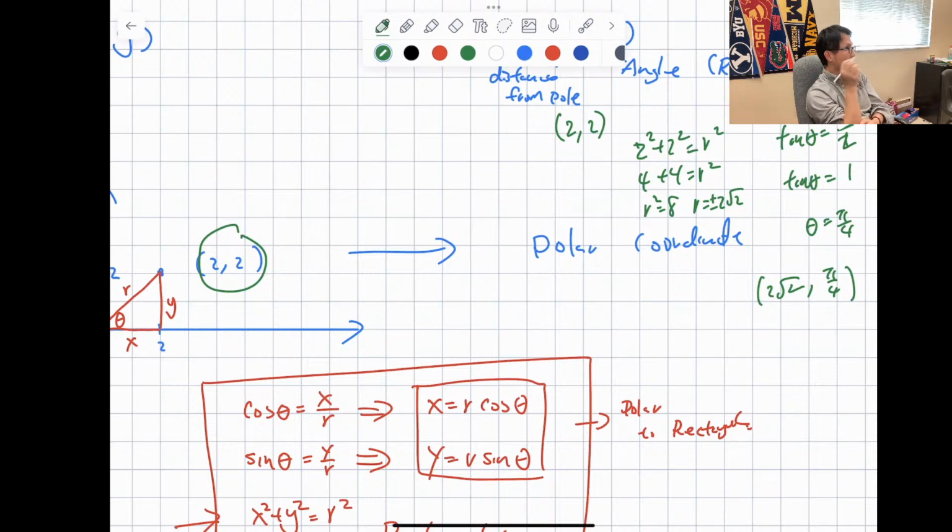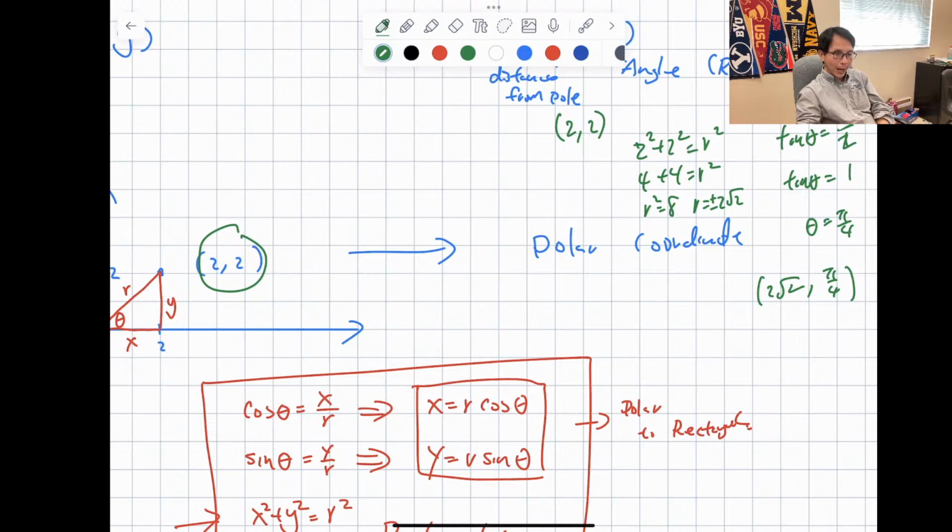Fairly easy. I find out what radius is. Well, we call it radius, but it's actually the distance from the pole. The pole is the origin. And then you find out the angle by using inverse tan. Got it?